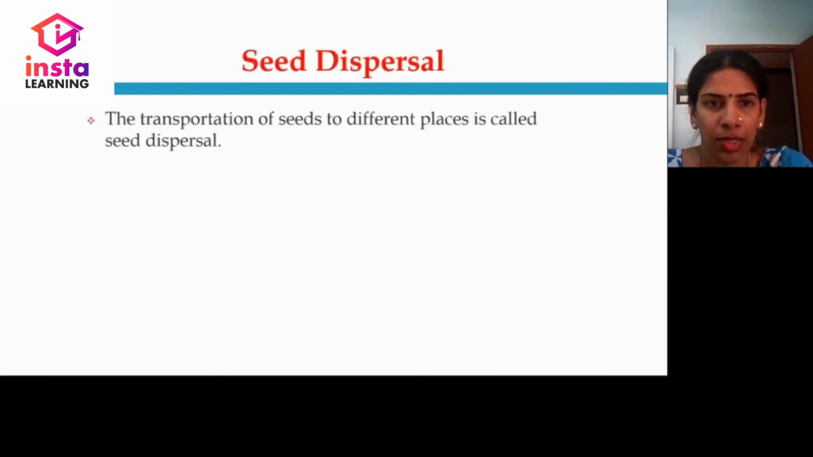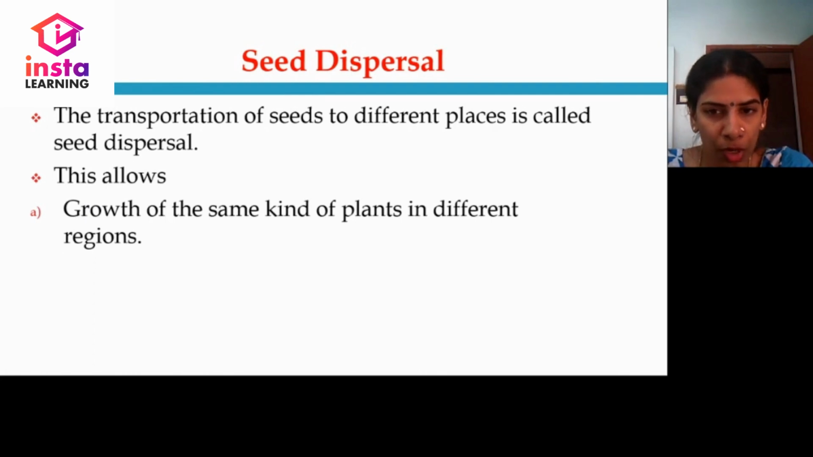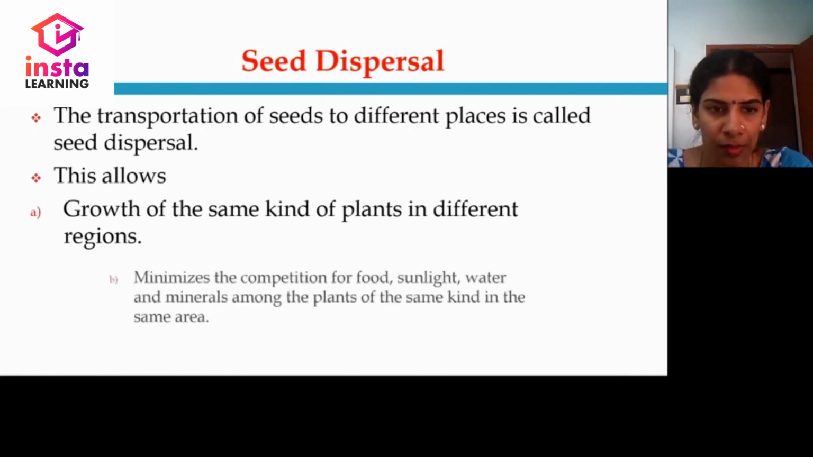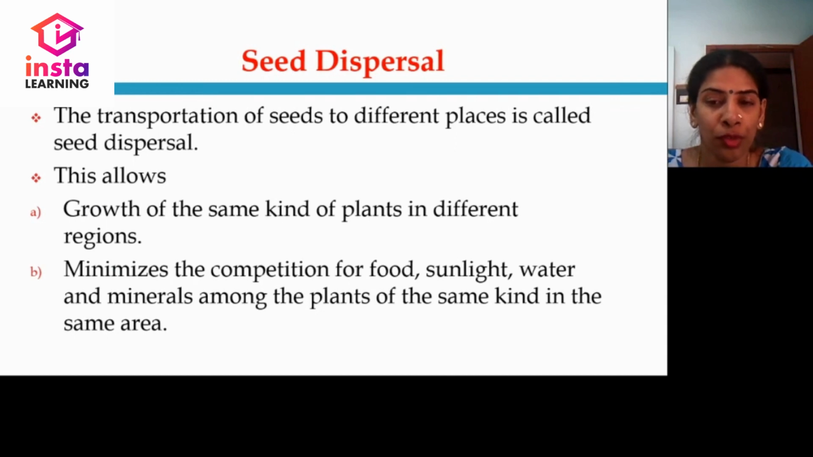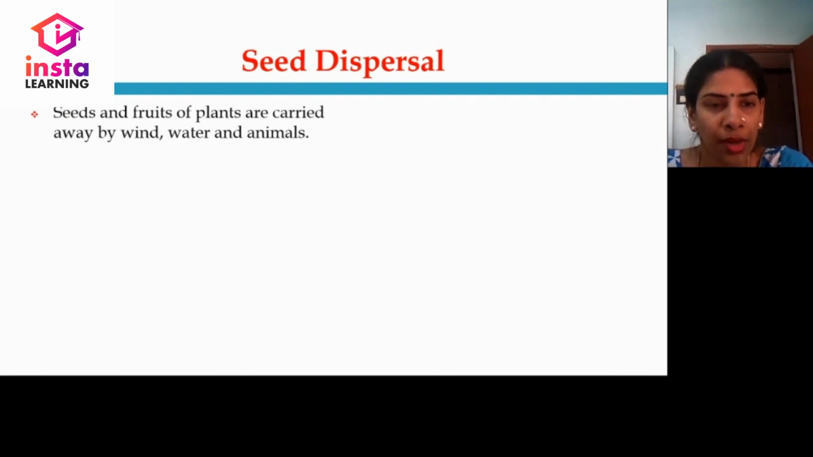Seed dispersal. The transportation of seeds to different places is called seed dispersal. This allows growth of the same kind of plants in different regions. It minimizes the competition for food, sunlight, water and other minerals among plants of the same kind in the same area. So we can see seed dispersal may take place even in different habitats, which is advantageous to the plant. Seeds and fruits of plants are carried away by wind, water and animals.